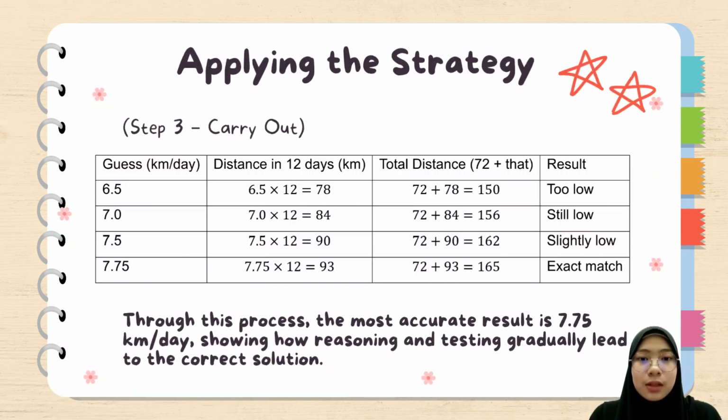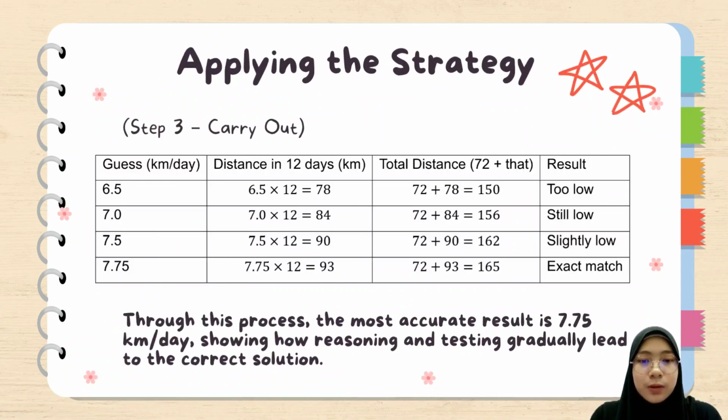Step 3. Carry out the plan. Here is the table of my results during the guess and check process. You can see the table below. Each attempt brought me closer to the correct answer.